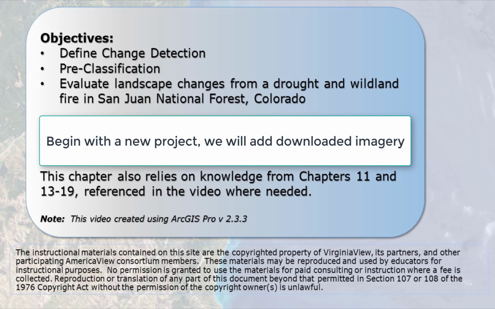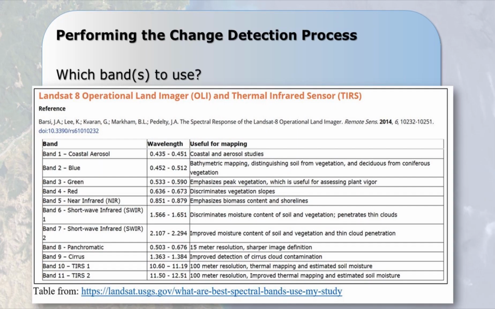There are two main change detection approaches: pre-classification, the topic of this chapter, and post-classification, which we discuss in coming chapters. Our example will be to evaluate landscape changes from a drought and wildland fire in southwestern Colorado on June 1, 2018. This fire, named the 416 Fire, started in the San Juan National Forest, and as of June 21, 2018, was only 35% contained and had destroyed more than 34,000 acres of forest. The extensive nature of the fire and the inability to contain it is directly related to drought conditions in Colorado.